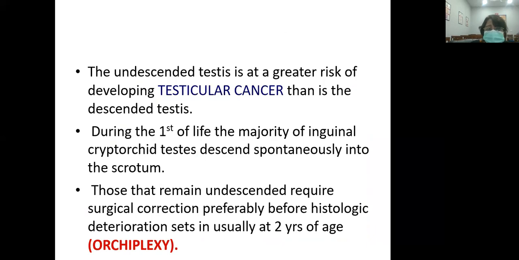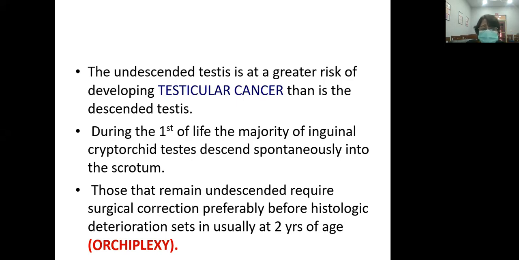The importance of an undescended testes is that it is associated with a greater risk of developing testicular cancer than is the descended testes. Lekin ek cheez yaad rakhna ki even the descended testes, agar undescended testes mein cancer develop ho raha hai, to descended testes mein bhi develop kar jayega, because both testes are getting influenced by the same predisposing factors which are associated with the development of testicular cancer.